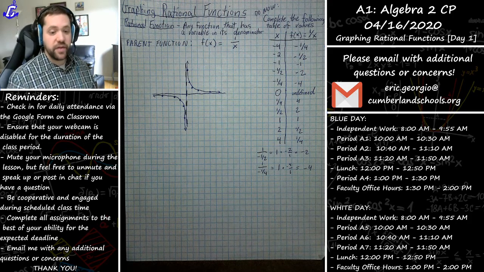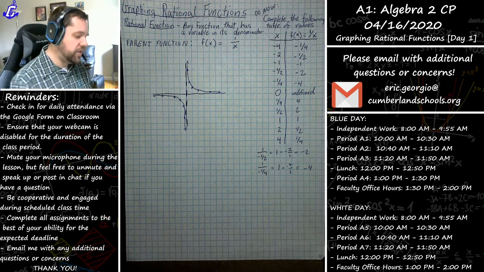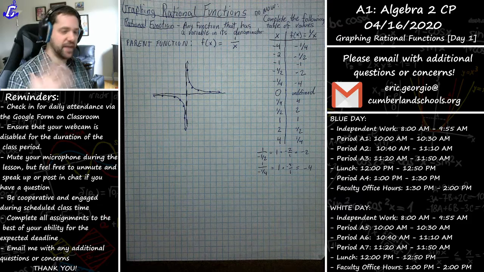Likewise, yes, 0 is always undefined. I'll get to actually how to graph in general, Luke, in just a little bit. But that's the idea, is that this value is undefined. You cannot divide by 0.